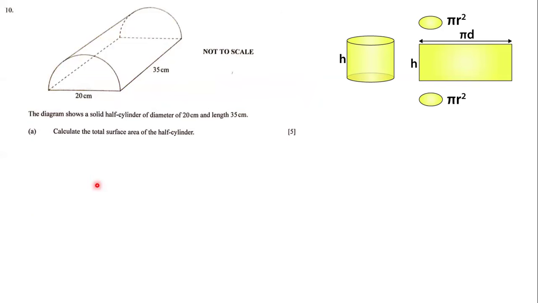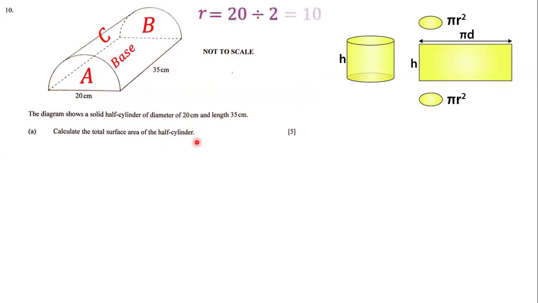So let's do this again. They want us to find the surface area of the half cylinder. It says the diagram shows a solid half cylinder of diameter 20 centimeters and length 35 centimeters, and that's what we have in the diagram. And they want us to calculate the total surface area of the half cylinder. So in order for us to figure out the total surface area, we're going to do the area of each particular part, and then we're going to add them together.